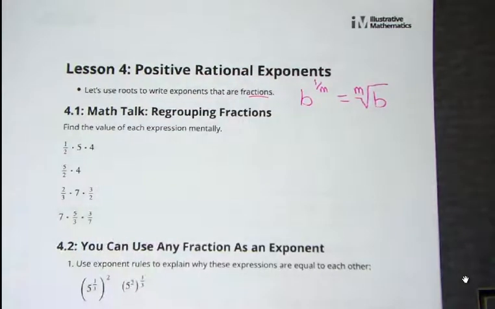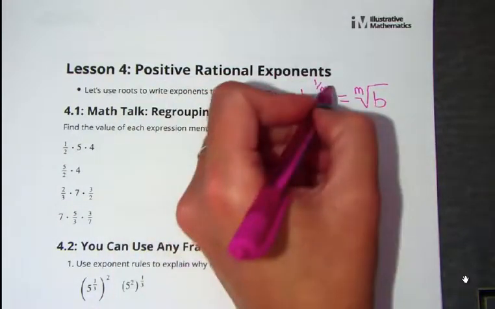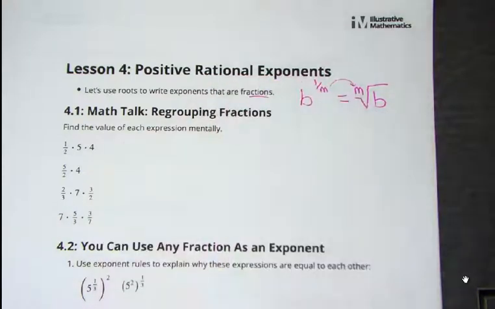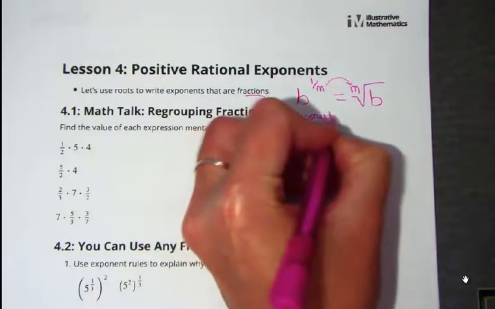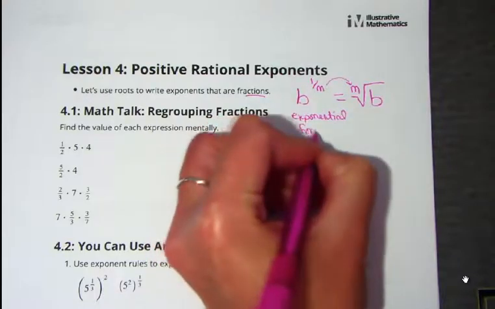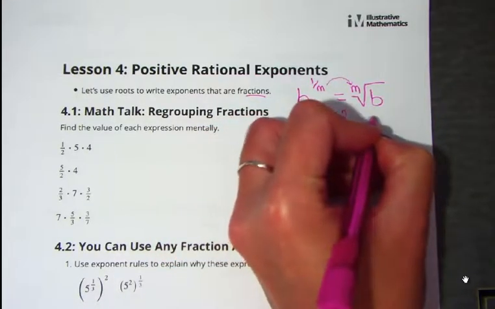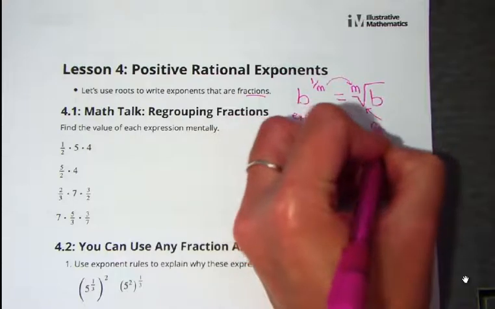turning that denominator into the number of the radical, the number of the root that we're looking for. So if it was to the 1/3 power, we'd be finding the third root of b, the cube root of b. And we said that this is our exponential form. And because that's a radical, we call this thing radical form.